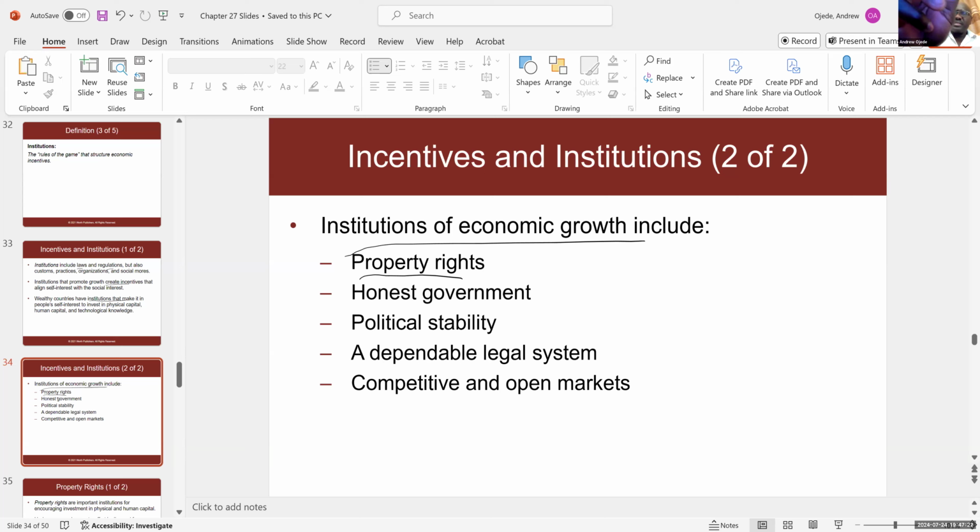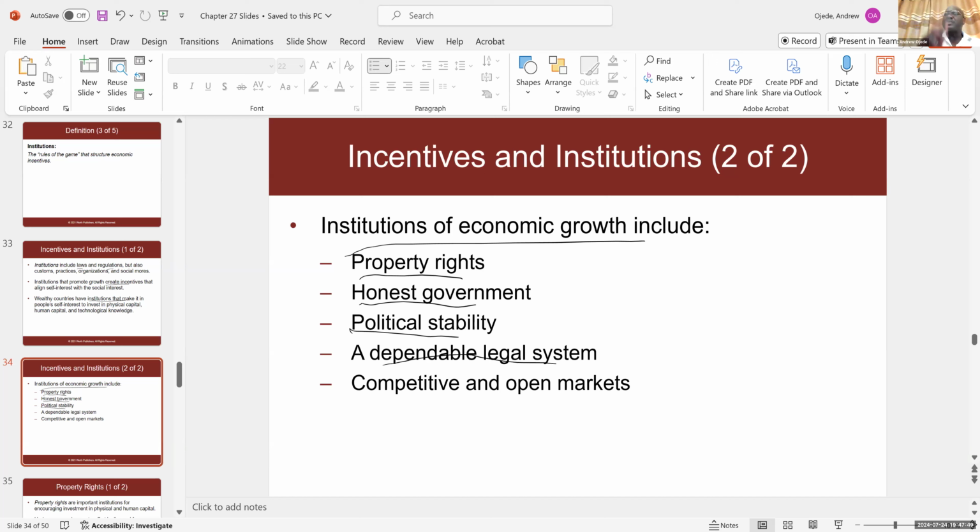And then the other thing that we need is honest government. It's part of the institutions that we're talking about here. You want governments to be less corrupt. And then you want political stability. You don't want a country that is fighting civil conflicts all the time, or political instability, constant takeovers of government through military coups and stuff like that, because that brings instability overall.